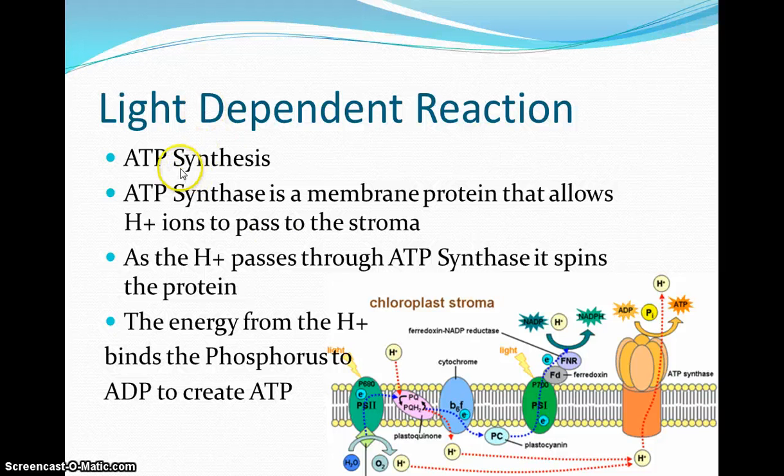ATP synthase is actually on your test as well. ATP synthase is a membrane protein that allows H plus ions to pass through the stroma. So it's going to actually turn ATP to ADP, and vice versa. It converts ADP to ATP as well by adding a phosphate group.